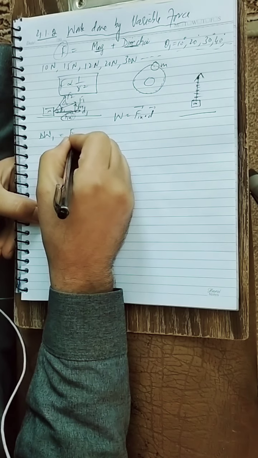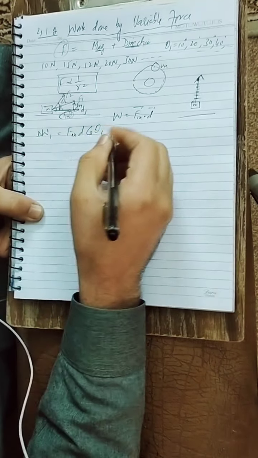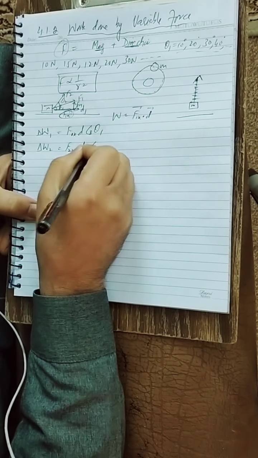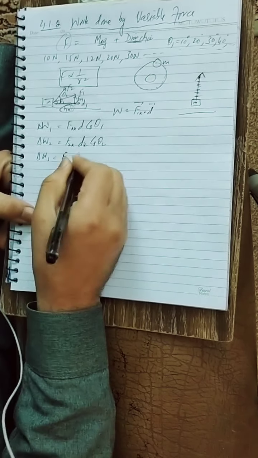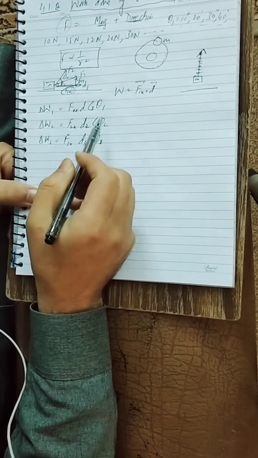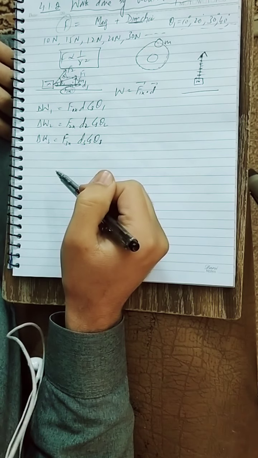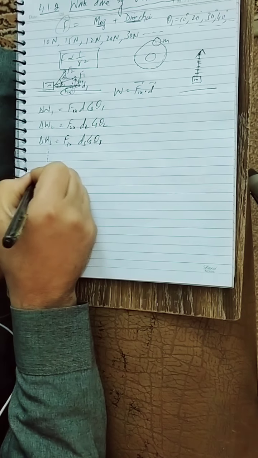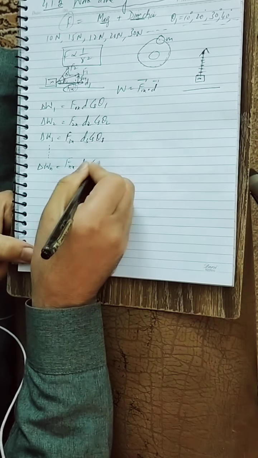Suppose the work done by F1 is F1x d1 cos theta 1, the work done by the second force is F2x d2 cos theta 2, and the work done by the third force is F3x d3 cos theta 3, meaning the theta is changing. If theta is changing, we have to resolve the forces into components; the horizontal component does some work while the vertical component does none. So the last work done will be Wn, which is Fnx dn cos theta n.